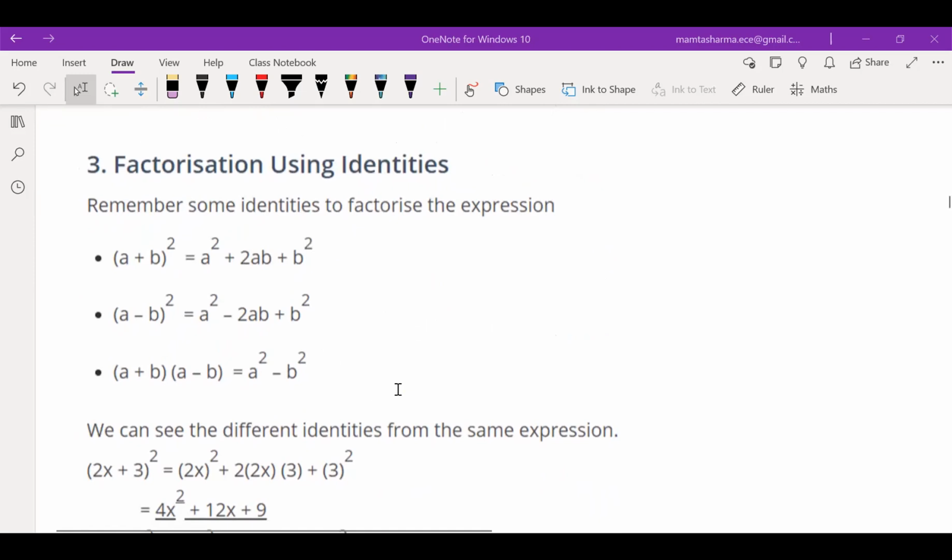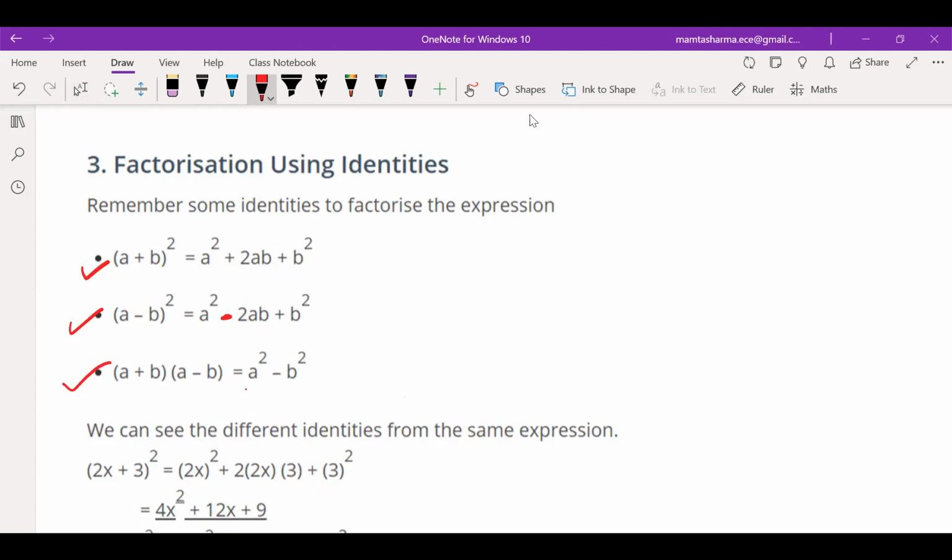Now see, there are three identities which you have to remember. The first one is a plus b whole square, which would be a square plus 2ab plus b square. A minus b whole square would be a square minus 2ab plus b square. Only there will be a difference of sign.